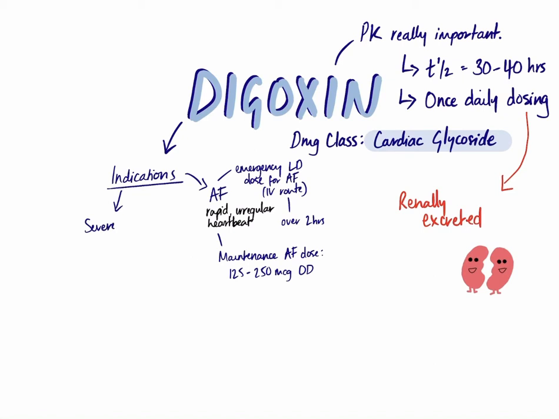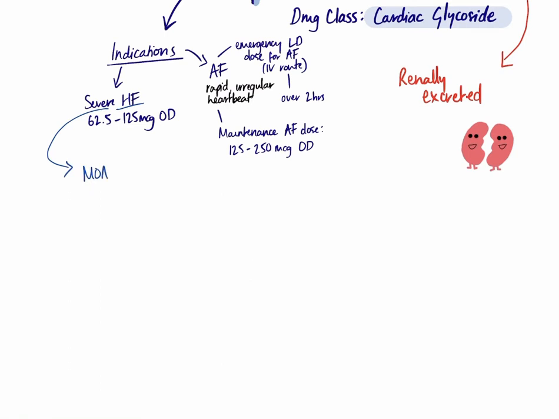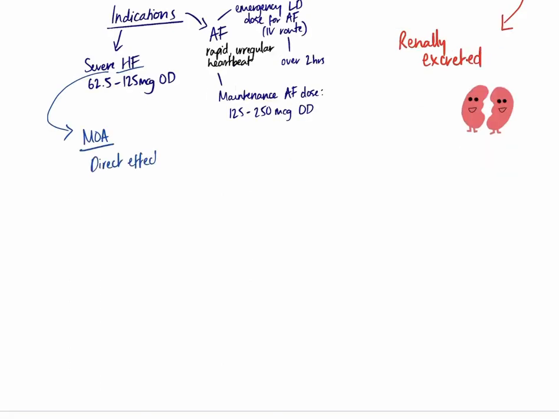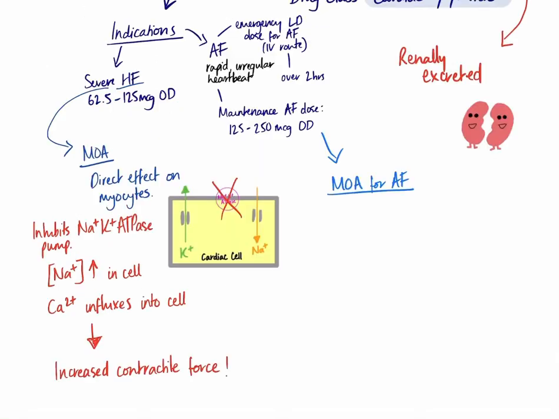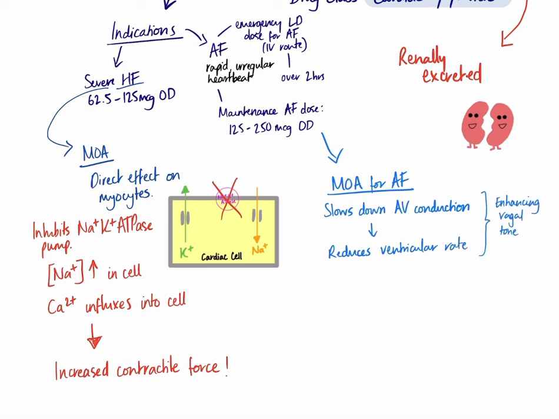It's also used for severe heart failure, and the mode of action in heart failure is that digoxin has a direct effect on the myocytes, so it inhibits the sodium-potassium pump, causing an increase in intracellular sodium concentration, and this causes calcium to move into the cell, leading to an increased contractile force. And in atrial fibrillation, digoxin slows down the atrioventricular conduction, and this leads to a reduction in ventricular rate. And this is done by enhancing the vagal tone.